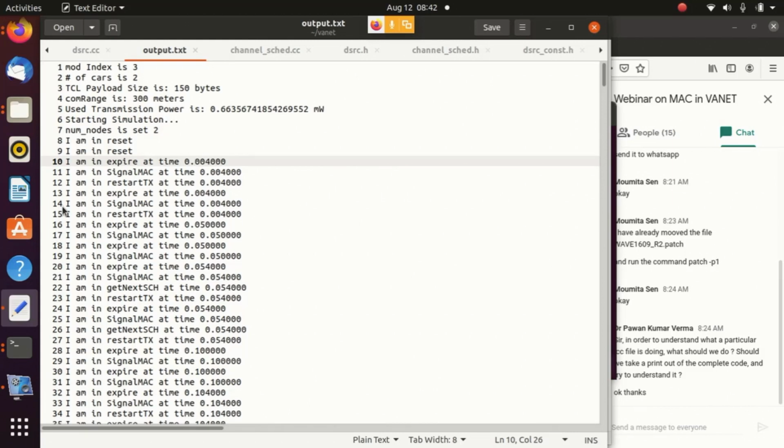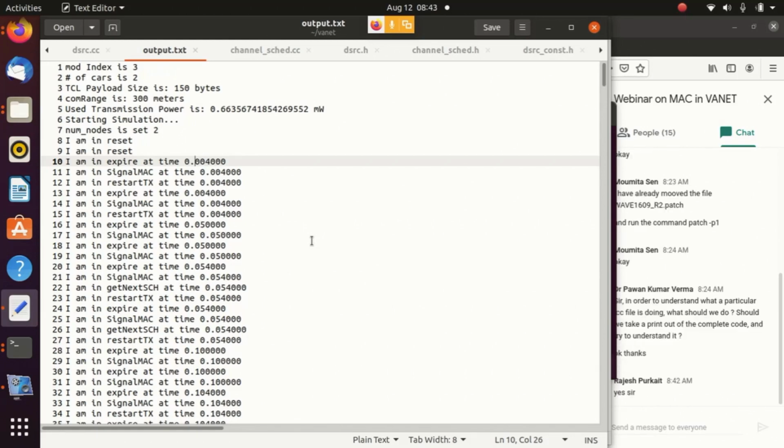guard interval. In multi-channel MAC protocol, what was there? The first thing was guard interval. So guard interval was of 4 milliseconds. After that, control channel interval starts of 46 milliseconds. After that, again 4 milliseconds of guard interval starts. Again, service channel interval of 46 milliseconds starts. Okay. After that, again guard band, then CCHI, then like this the process repeats.